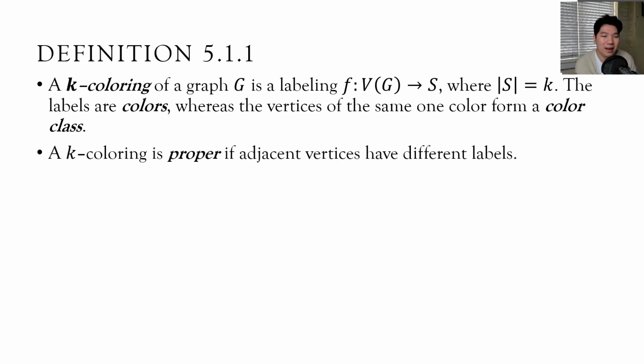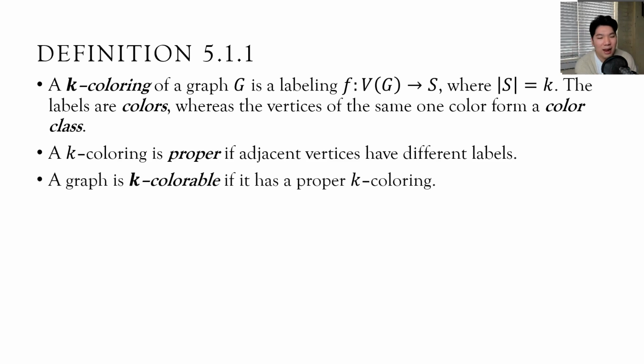Another thing I want to mention is that a K coloring is called proper if whenever I take any pair of adjacent vertices, then they have a different color or a different label. So speaking of proper colorings, a graph is K colorable if it has a proper K coloring. So again, a proper K coloring means that for every pair of adjacent vertices, they have a different color. Whereas if I just have a regular K coloring that's not proper, I'm not really worried about having my adjacent vertices share or have different colors.